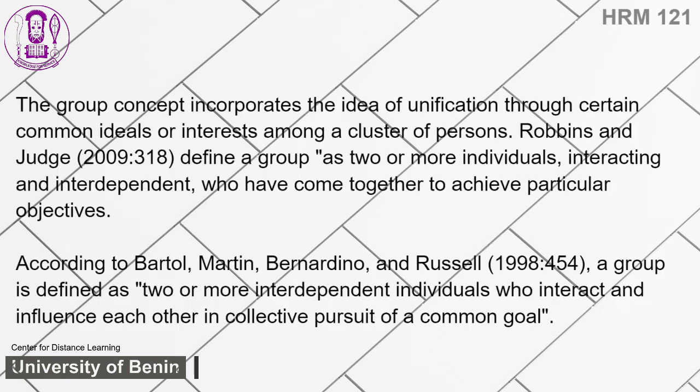The group concept incorporates the idea of unification through certain common ideals or interests among a cluster of persons. Robbins and Judge, 2009, page 318, define a group as two or more individuals, interacting and interdependent, who have come together to achieve particular objectives. According to Bartol, Martin, Bernardino, and Russell, 1998, page 454, a group is defined as two or more interdependent individuals who interact and influence each other in the collective pursuit of a common goal.